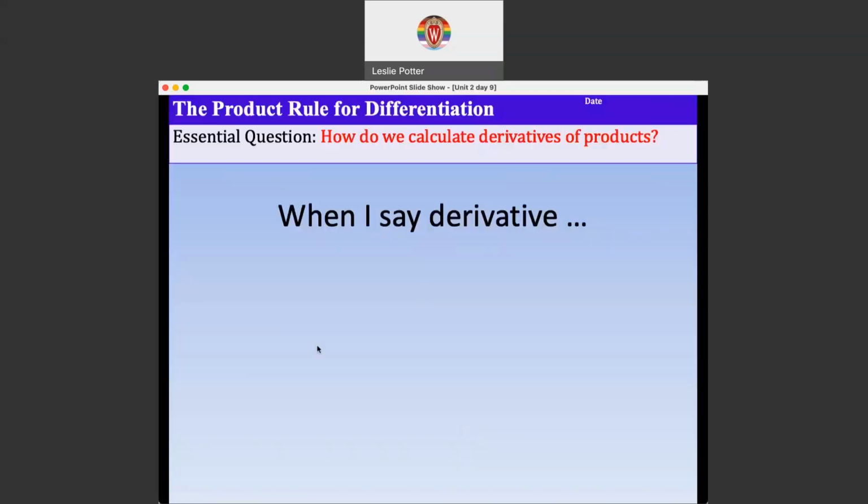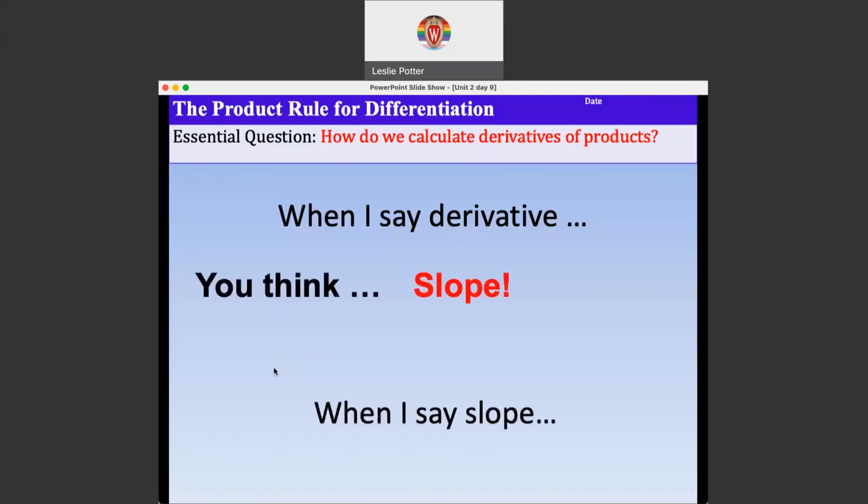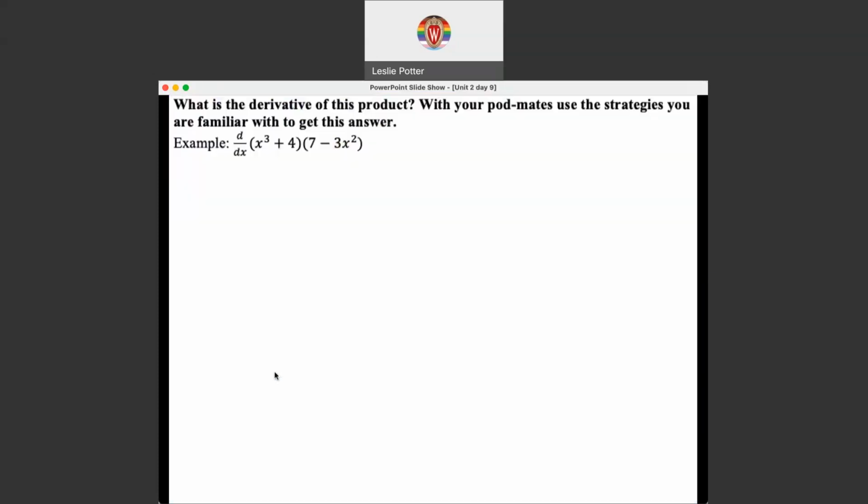All right, back to what I would do in all unit, right? When I say derivative, you think slope. When I say slope, you think derivative. Okay, so what is the derivative of this product? So here is two things multiplied together, right? We have this function, x cubed plus 4, right? That looks like x cubed and then moved up 4. And this one is 7 minus 3x squared. So it's an upside down parabola. And we're multiplying these together.